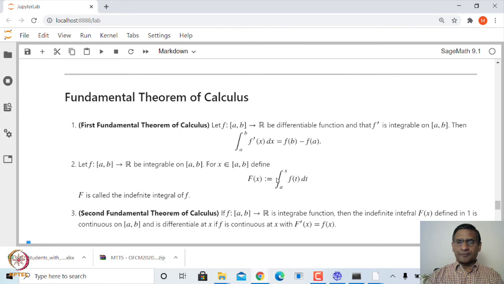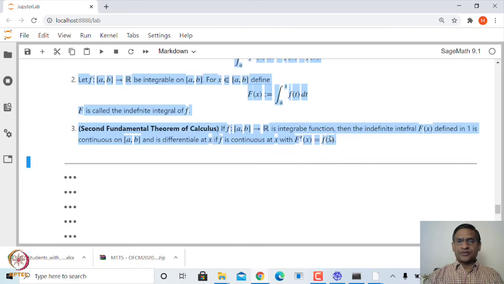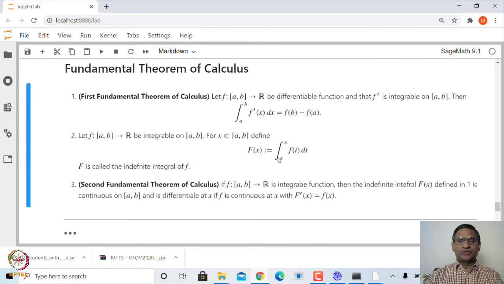So, if you define this indefinite integral of f and take the derivative, that is what you get: capital F dash x is small f(x). This is called the second fundamental theorem of integral calculus, and this is called the first fundamental theorem of integral calculus, and the calculation of this Riemann integral is actually based on these two facts.